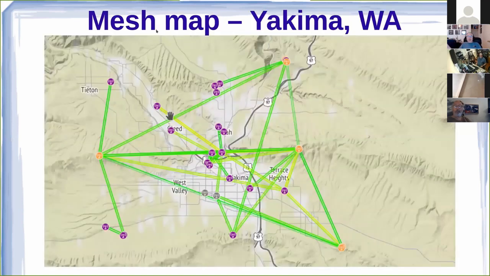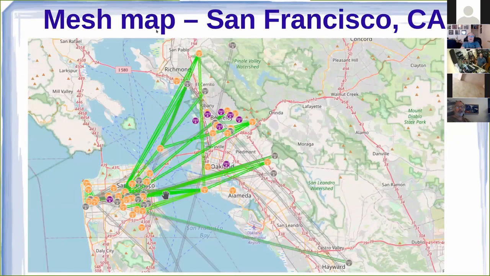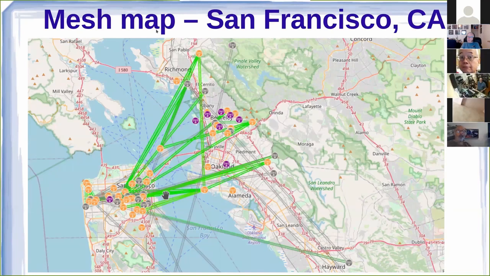Here's Yakima, Washington. Chad's done a good job of deploying stuff out there. They have a lot of 2 gig and some 5 gig. This is San Francisco. This is SFWEM, San Francisco Wireless Emergency Matrix.